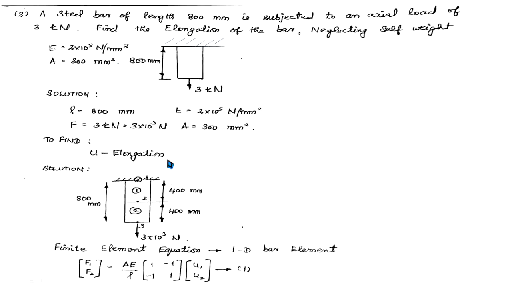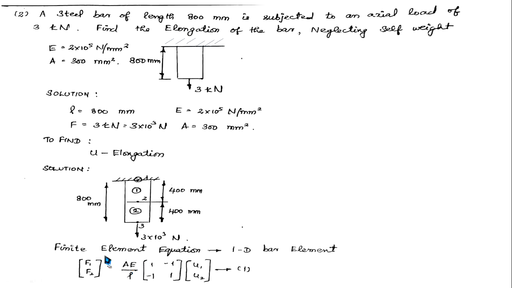Now, as you know the FEA procedure, your first step is discretization. That is, you have to divide your whole element into a finite number of elements. Here I have divided it into 2 elements, 400, 400, with 3 nodes: 1, 2, 3. As we discussed in our previous video, your final stiffness matrix will be 3 cross 3. It's very simple: if you have 3 nodes in your problem, then you will have a 3 cross 3 matrix.